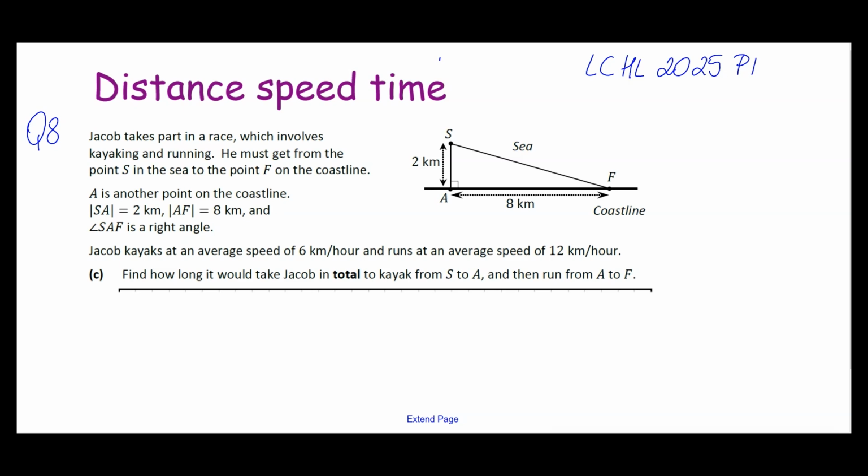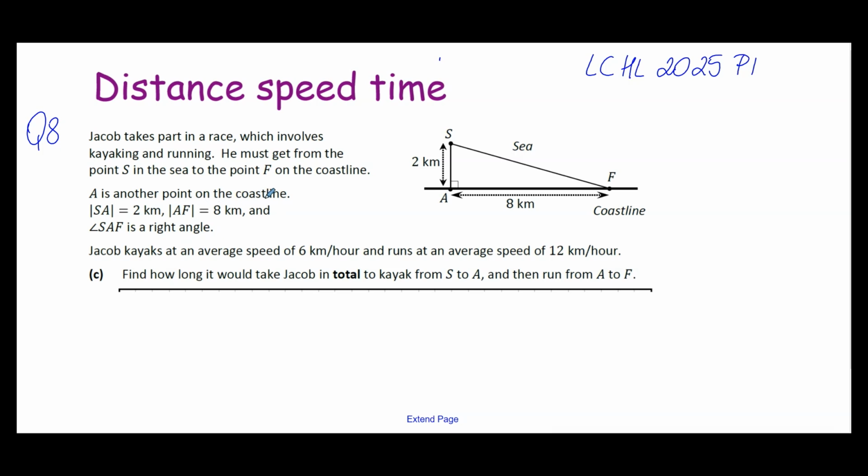Distance, speed, and time. Let's have a look at this question. Jacob takes part in a race, which involves kayaking and running. He must get from the point S, so that's where he is, in the sea to the point F on the coastline. So that's where he is going. Even by looking at this drawing, we know that he can go two ways, isn't it? He can either go from S directly to F, or as this plan is suggesting, go straight and then go along. Just two ways of doing it.